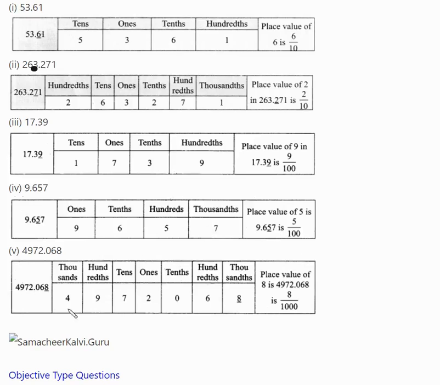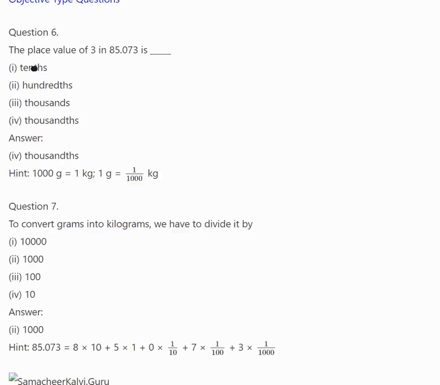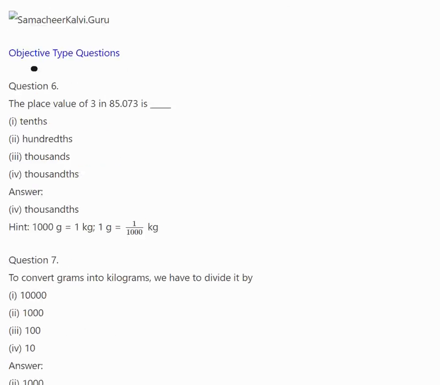4,972.068: 4 thousands, 9 hundreds, 7 tens, 2 ones, 0 tenths, 6 hundredths, 8 thousandths. So the place value of 8 is 8 thousandths, that is 8 divided by 1000. Yes. Then the objective type questions are here.